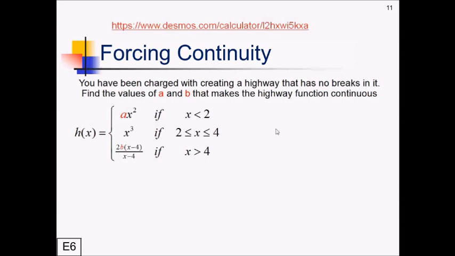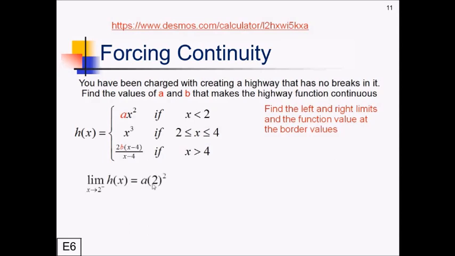So to do one of these, we're going to start by finding the left and the right limits and the function value at the border values, because that's really where we have this risk of these jumps that we're trying to make not so jumpy. So left side limit as x approaches 2, that's going to be a times 2 squared, which comes out to 4a. And now we also need to find the right side limit as x approaches 2, which also happens to be the function value at 2.